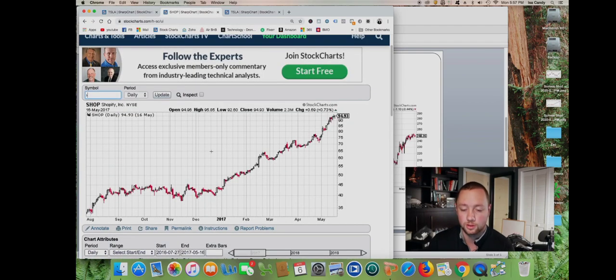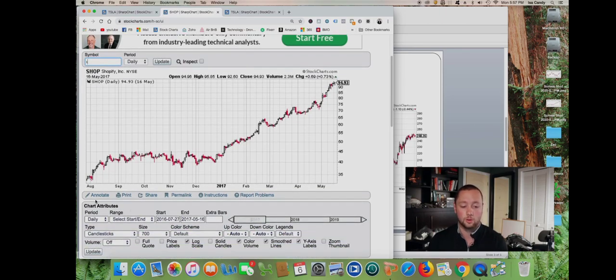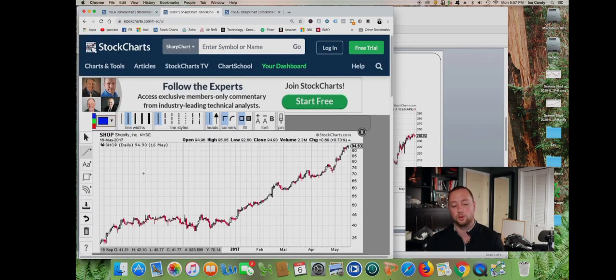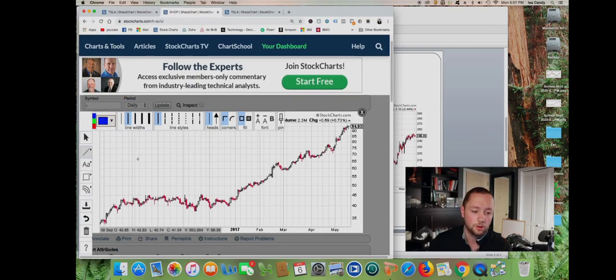This is Shopify. This is a really great stock. It's an internet stock out of Canada. It's basically a unicorn. So what I'm going to do is I'm going to annotate it, and I'm going to walk you through the exact same thing. So this one's a little bit different.